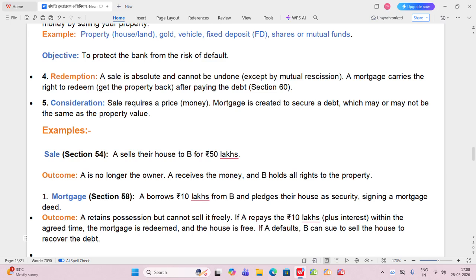If A defaults, suppose A is not able to pay the money, then what happens? B can sue to sell. B, means the bank who has given you the loan, can sue to sell the house to recover the debt.